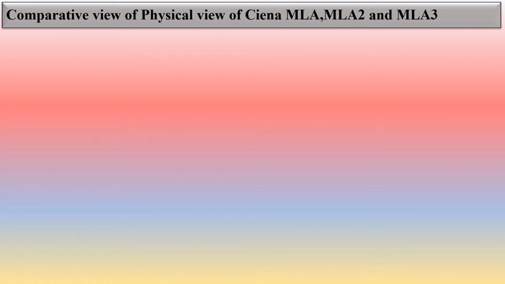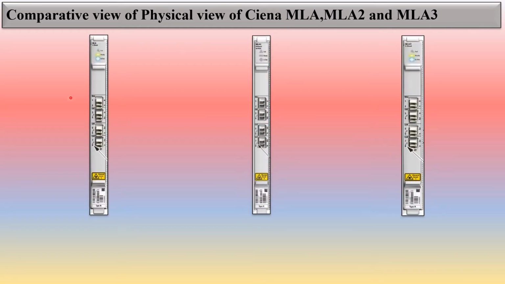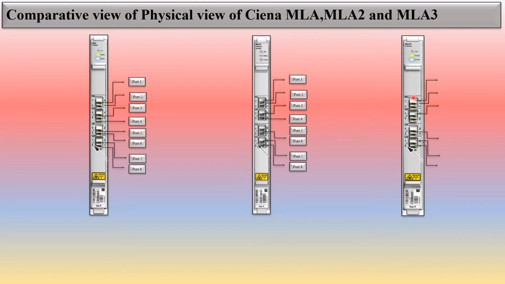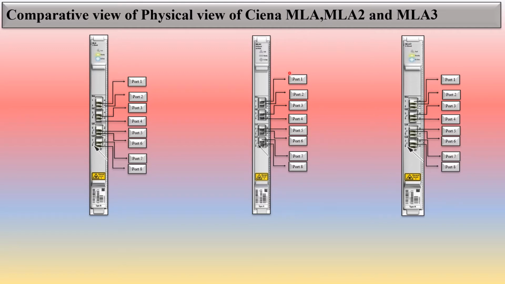So this is the comparative view of the physical view of Ciena MLA, MLA2 and MLA3. You can see here this is the MLA, MLA2 and MLA3. Here are port 1, port 2, port 3, 4, 5, 6 and 7, 8. In a similar manner, there are the same 8 ports in MLA2 and the same 8 ports in MLA3.